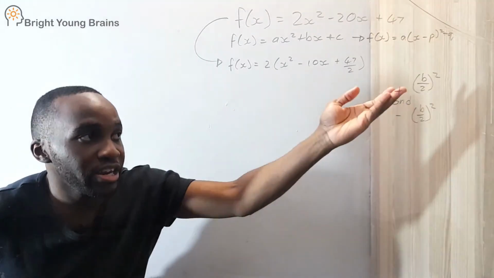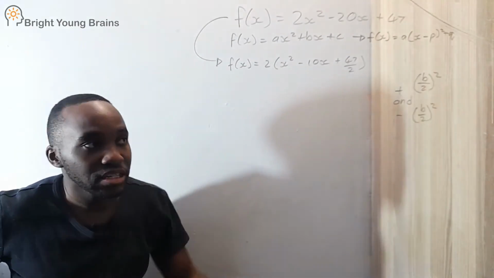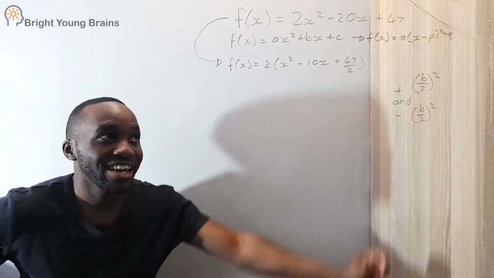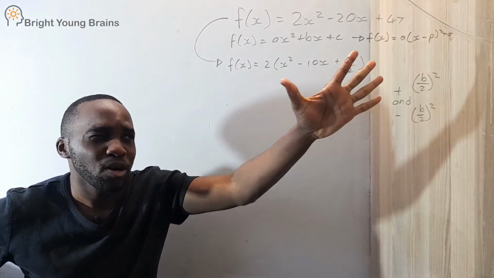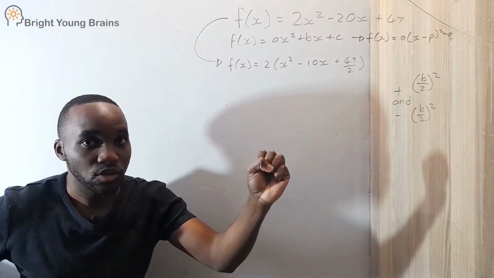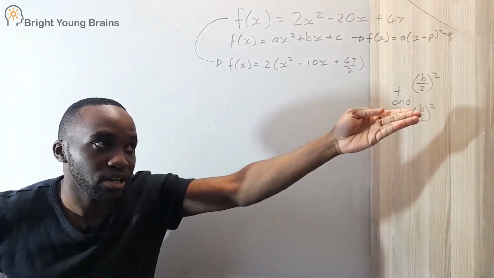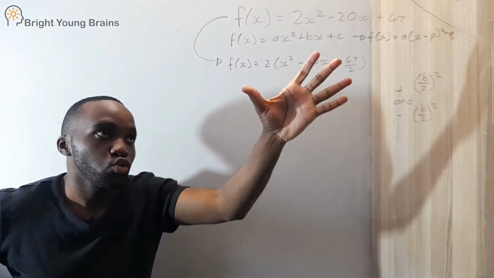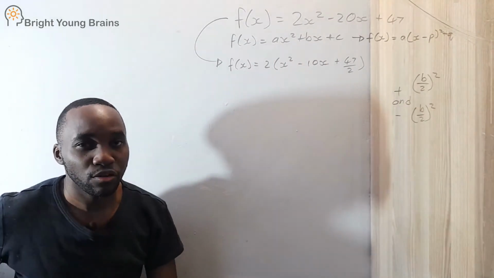So the reason for adding this expression and then subtracting it is because we're trying to rewrite our expression in a different format, but we're not trying to change its value. You see, hence why we're adding something and then subtracting it. The process of adding something and removing it is you trying to conserve the value of your expression.